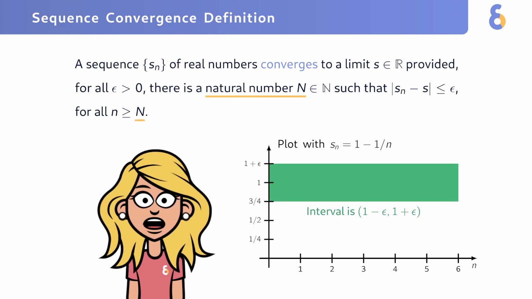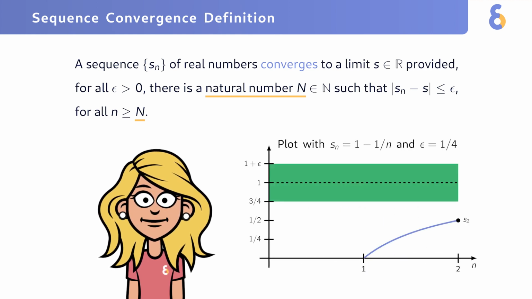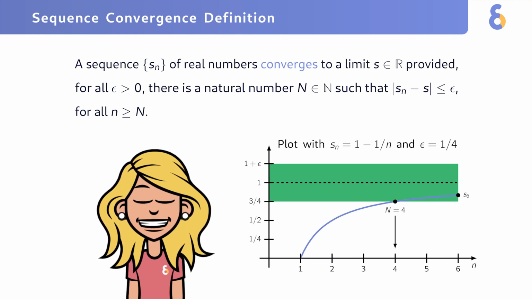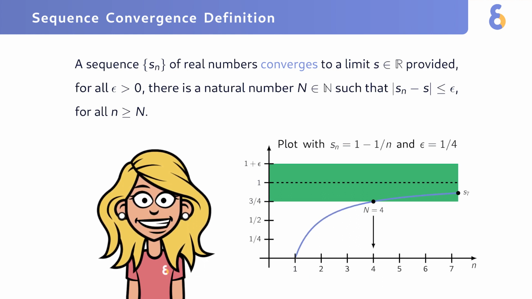What we want to know is how big n has to be to make all the numbers in the sequence from then onward be contained in the interval. Here we see Sn is within epsilon of the limit when n is at least 4. And so here the big N we could pick in the definition would be n equals 4.